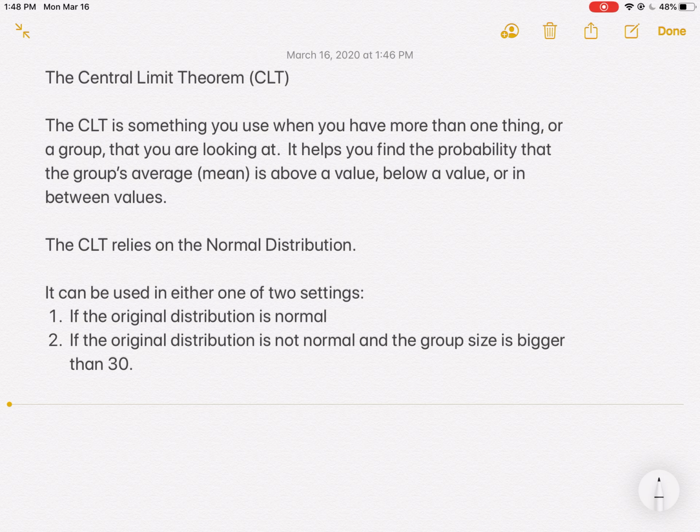What it does is it helps you find the probability that that group's average is either above a value, below a value, or in between two values. And so the central limit theorem relies upon the normal distribution. And because of that, we're going to be using the table A2 chart. Now, it can be used in either one of two settings. It can be used with any group size if the original distribution is normal. However, its power is in that second statement. You can use the normal distribution and the central limit theorem if the original distribution is not normal and the group size is bigger than 30.